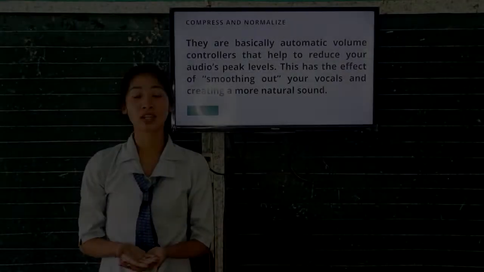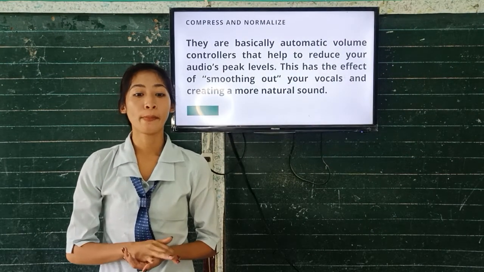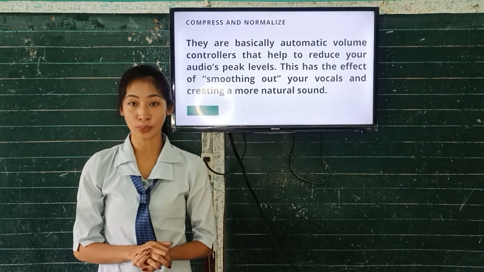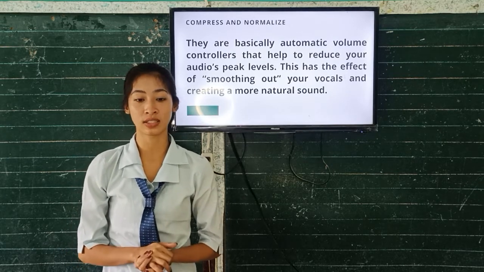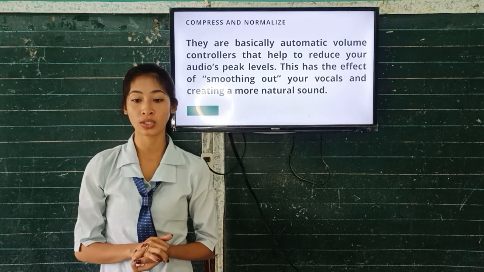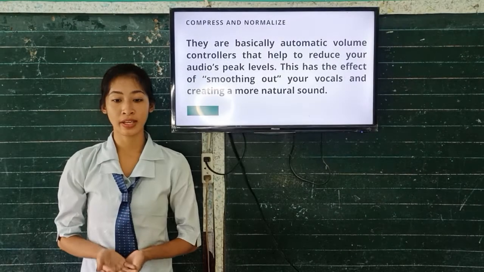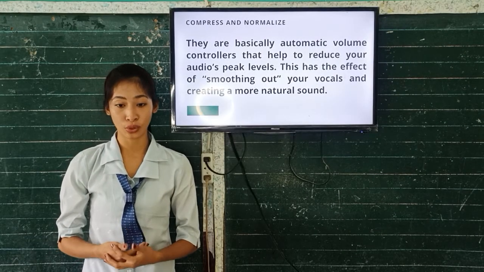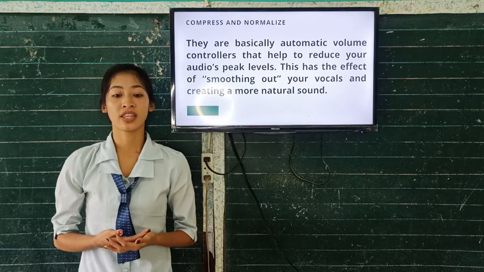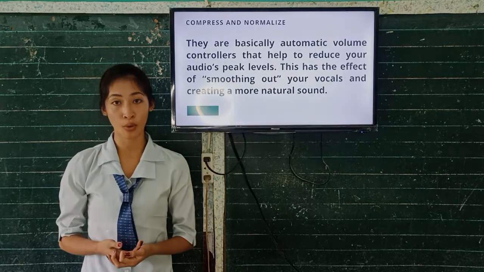So our last audio production basic is compress and normalize. Most audio editing software will also allow you to compress and normalize your audio files. Compression filters are the easiest way to make your audio sound professional post-recording. They are basically automatic volume controllers that help you to reduce your audio's peak levels. This has the effect of smoothing out your vocals and creating a more natural sound.